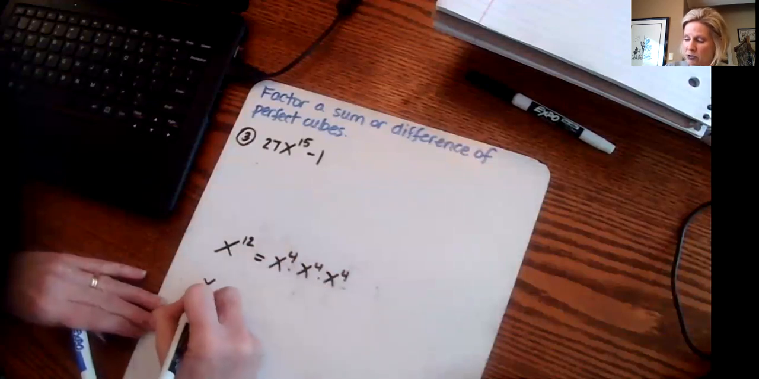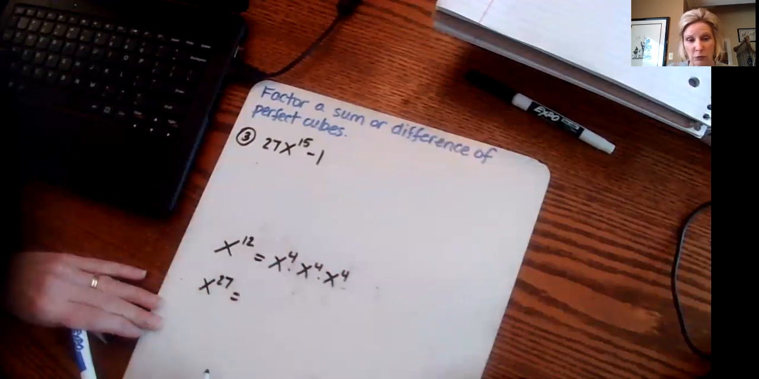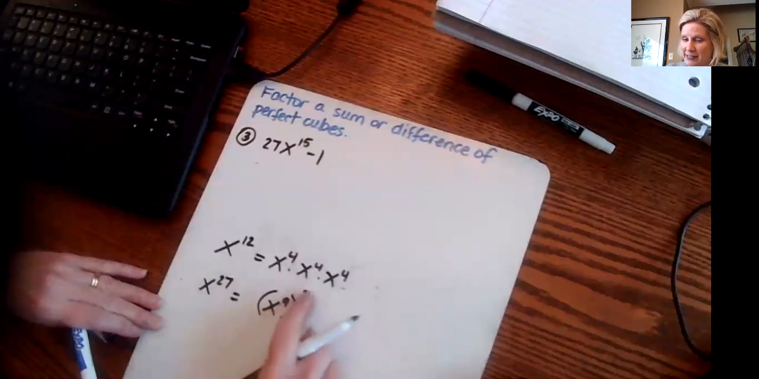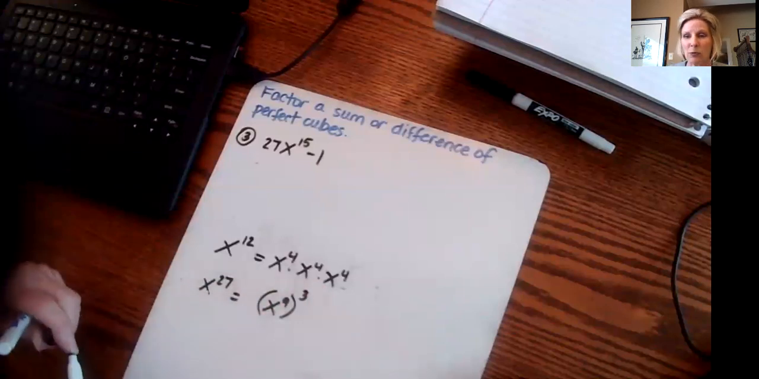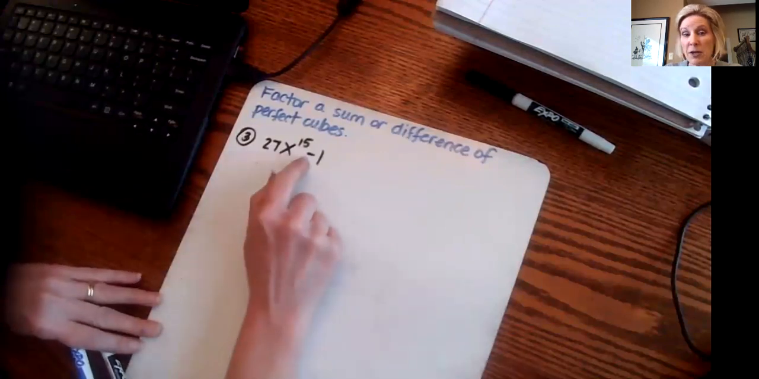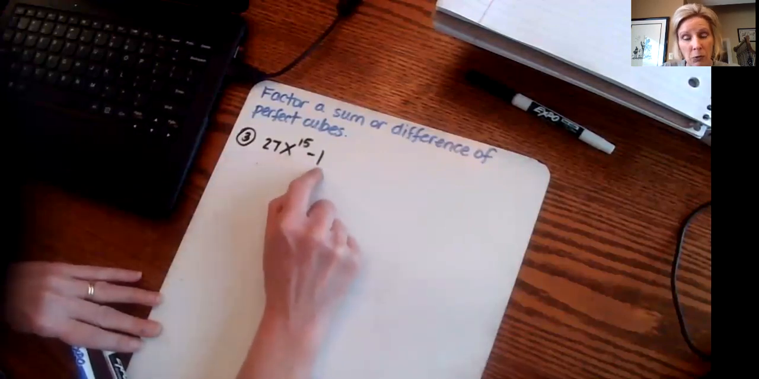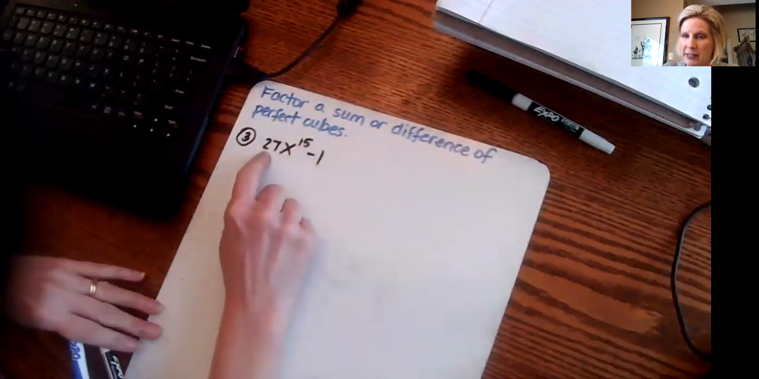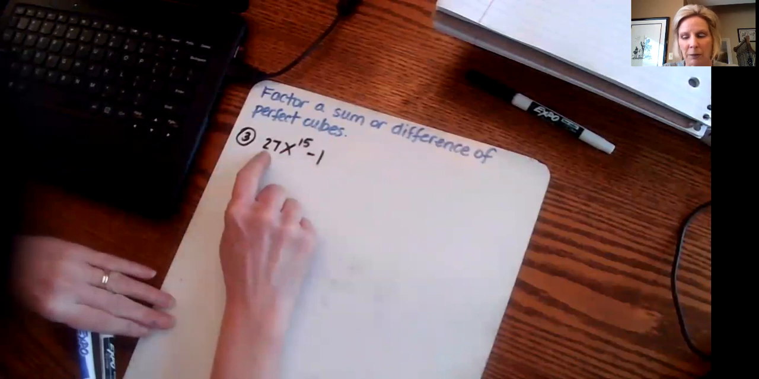So something like x to the 27th is a perfect cube because 27 is divisible by 3. It would be x to the 9th. And sure enough, if I cube x to the 9th, I get back to x to the 27th. One's both a perfect square and a perfect cube, so the problem could go in either way. But when I see 27, I know 27's not a perfect square. It is a perfect cube. So now I'm thinking this is a perfect cubes problem.